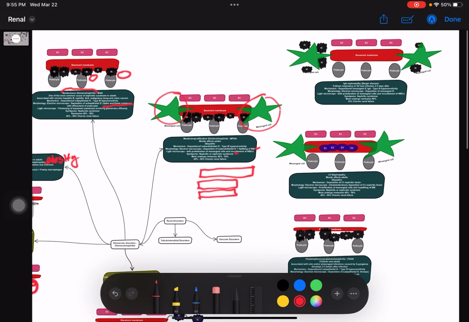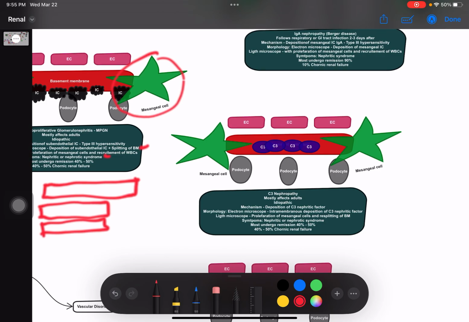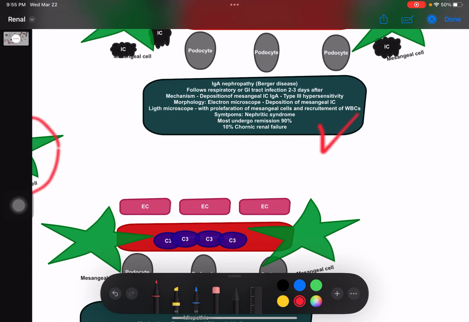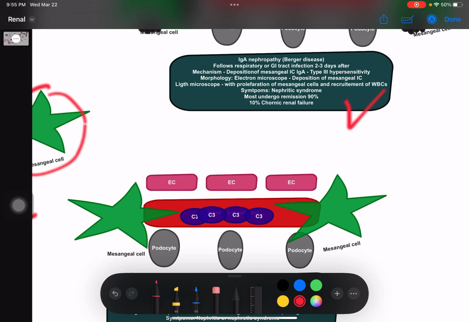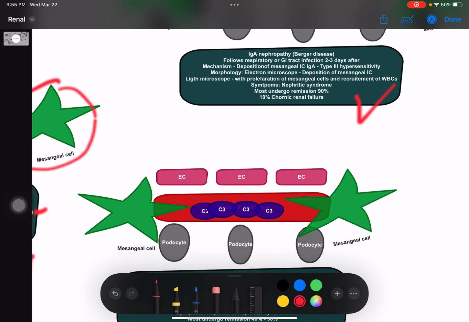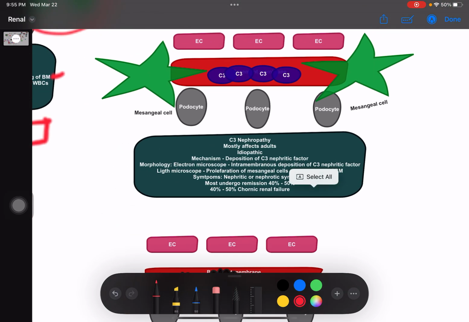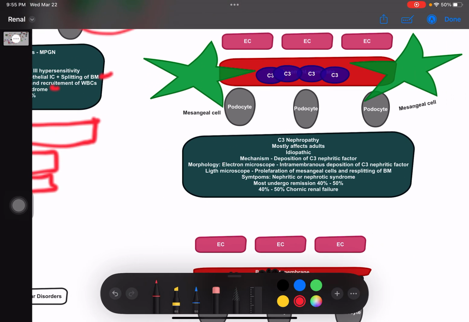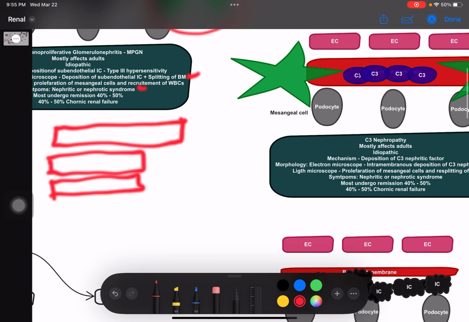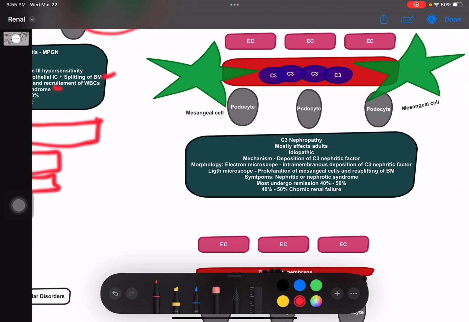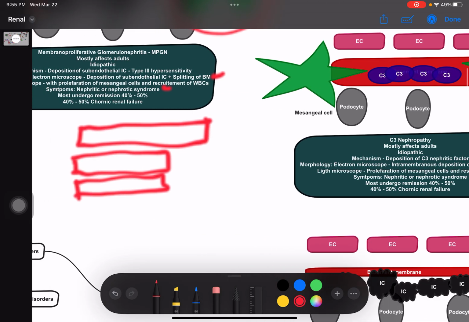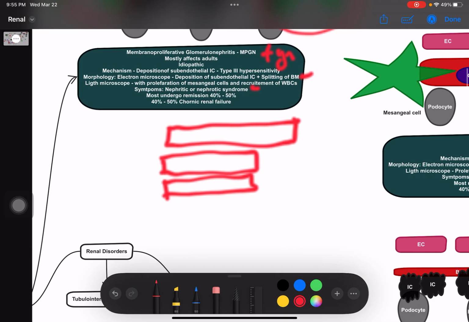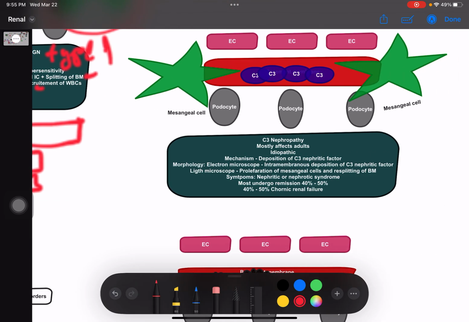Okay, the remaining. This is the same here. We've already done that. IgA nephropathy is also known as Berger disease, and C3 nephropathy is not as important as other nephropathies. This is also called membranoproliferative glomerulonephritis type 2. This is type 1.